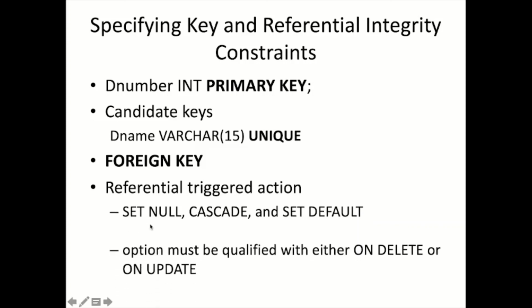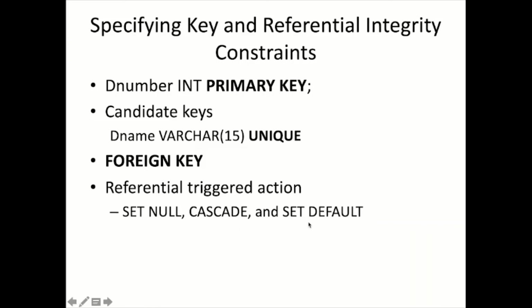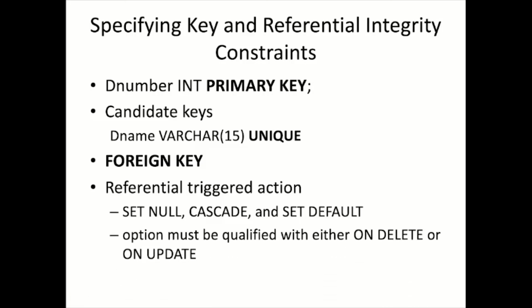We can specify set null, cascade, set default, like that. So if something is deleted, we may set null, or cascade that operation so that it affects the other tables also, or we'll set some default value to be entered. Okay, we'll see an example, then you'll understand. The option must be qualified with on delete or on update. So if we perform a delete or update operation on that table, these actions should be triggered. I'll show an example, then you'll understand.